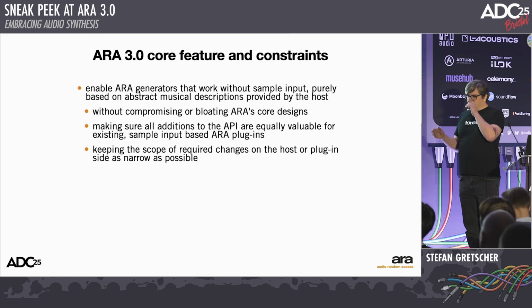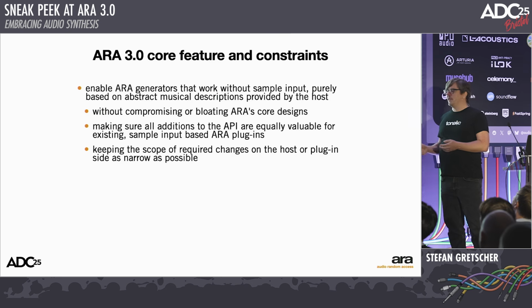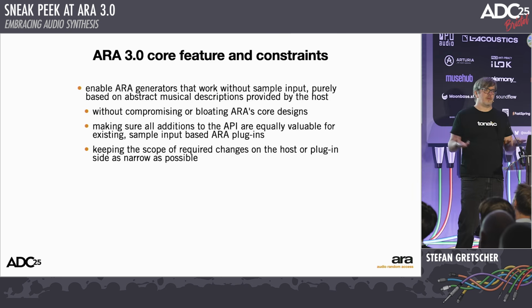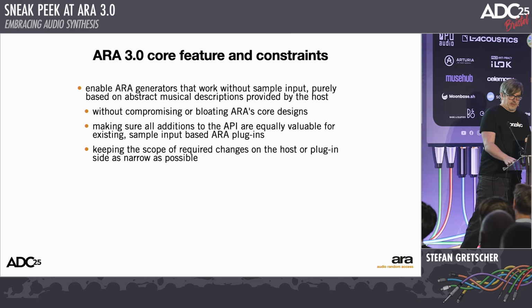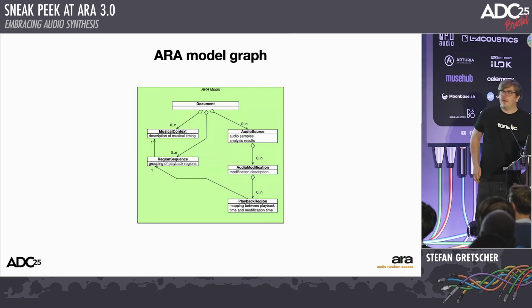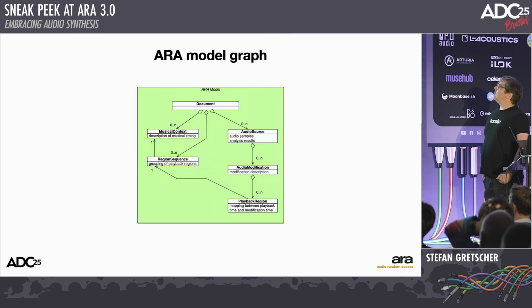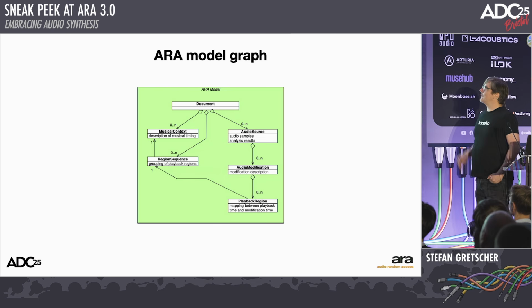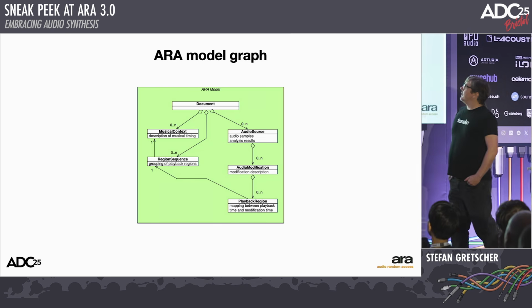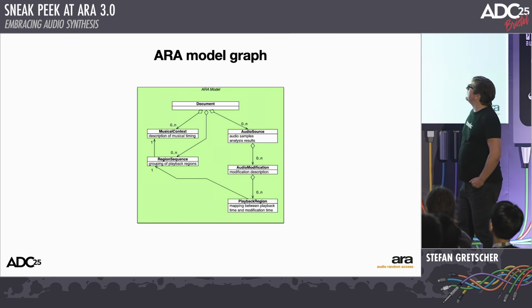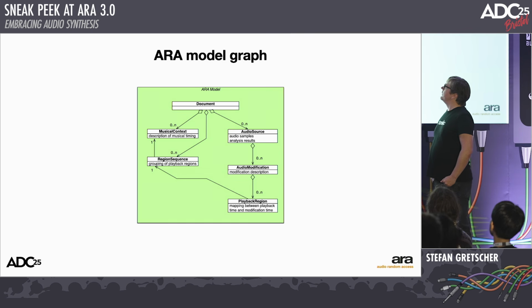And we need to limit the amount of changes that everybody has to do in order to adopt it to a workable amount, right? There's no point in building the perfect API that nobody's going to adopt because it requires so much work. So let's look at our venerable ARA model graph, shown at this conference a couple of times at this point. What is it that we need to change if we want to enable generators?